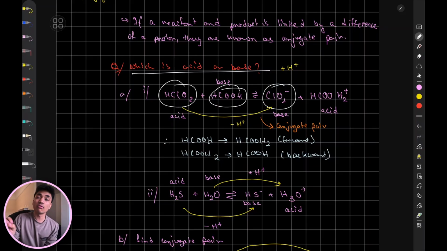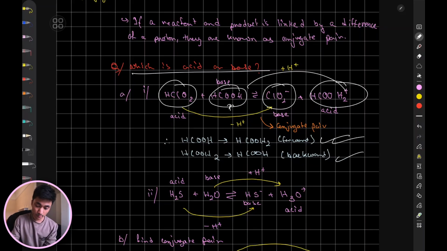In the case of HCOOH and HCOOH2+, the difference is again H+. This is neutral over here, and it gains one H+ and becomes H2+. So what has happened over here? The difference is one H+. So it's again a conjugate pair. Do we see what conjugate pair means? Difference of one H+. So in the forward reaction, you have HCOOH converting to HCOOH2+, and in the backward reaction, HCOOH2+ converts to HCOOH.